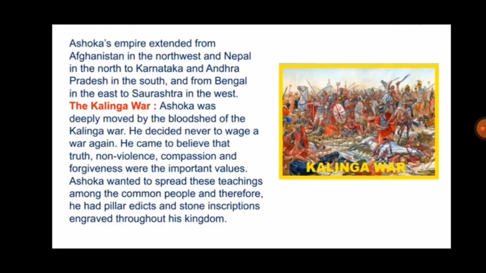Ashoka wanted to spread these teachings among the common people, and therefore he had pillar edicts and stone inscriptions engraved throughout his kingdom. He wanted to teach the people about non-violence, that there should not be violence, and that you should speak the truth. As he believed, he made the people also believe in it.